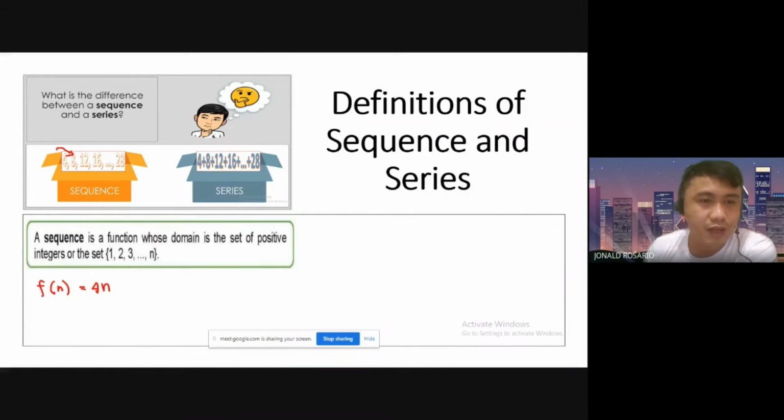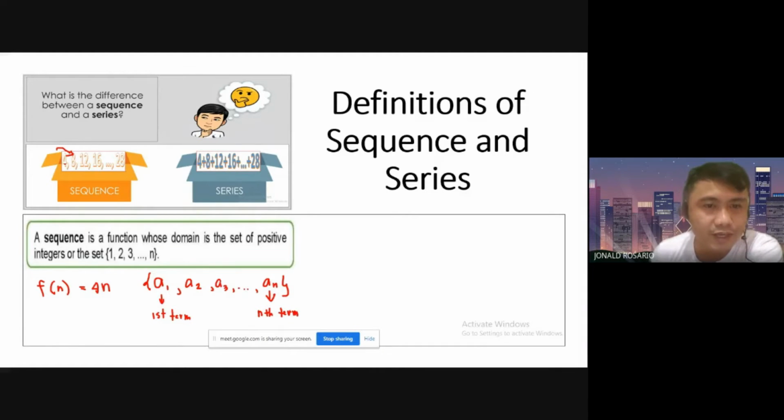Okay? So ano ba yung mga nakalagay sa sequence? Ang mga nakalagay po sa sequence, mga terms. So we denote a sub 1 as the first term. Ito yung ating first term. Okay? A sub 2 is the second term. A sub 3 is the third term. Up to a sub n. And our a sub n is our nth term. So, ibig sabihin, dun sa ating sequence, 4 is the first term, 8 is the second term, and 28 is our nth term or 28th term. This is the last term.